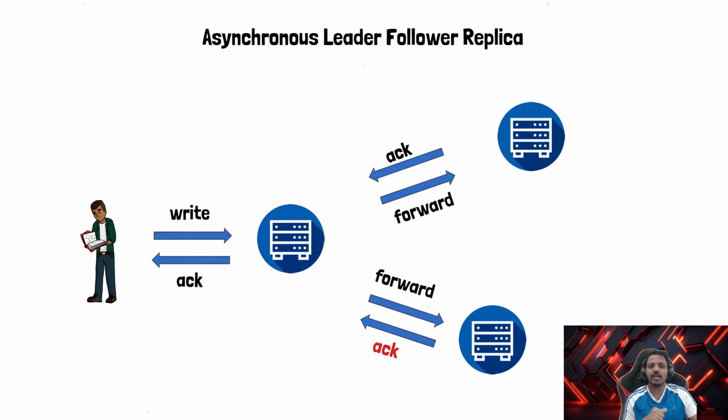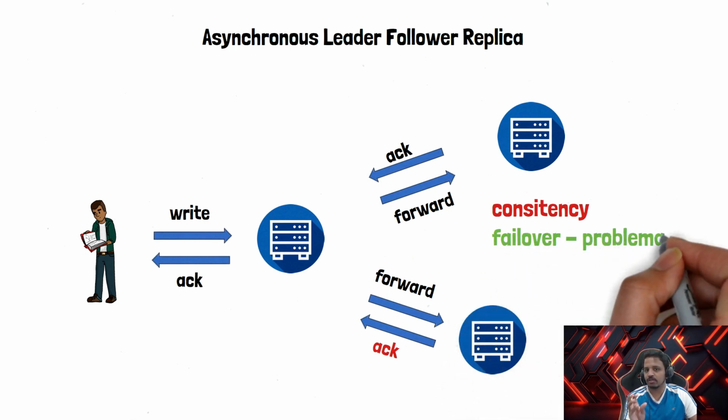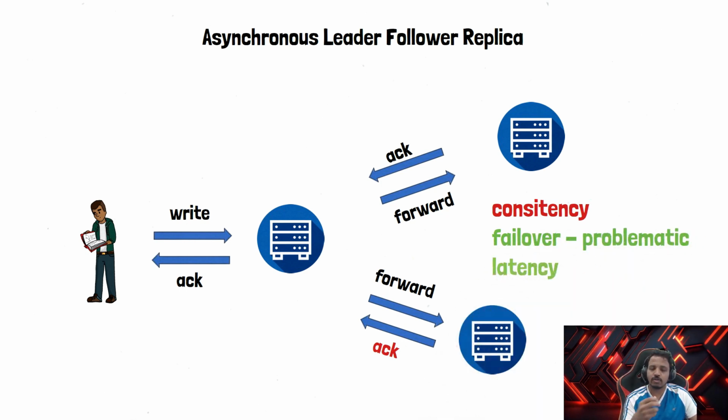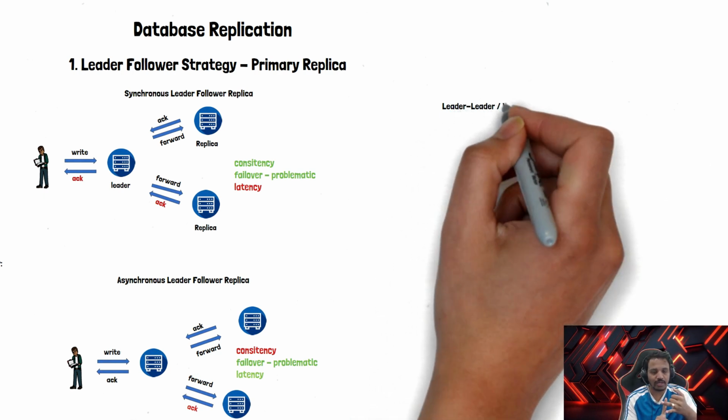With this, the benefit that we are having is the latency is very good. The operation performance is very good because there is no waiting period as we have seen in the synchronous leader follower. But here the issue is with the consistency. Now we cannot assure consistency because the leader database was not waiting for the acknowledgement. You agree? Now in the asynchronous and synchronous leader follower replica that we are seeing here, the synchronous has the issue with the latency, asynchronous has the issue with the consistency.